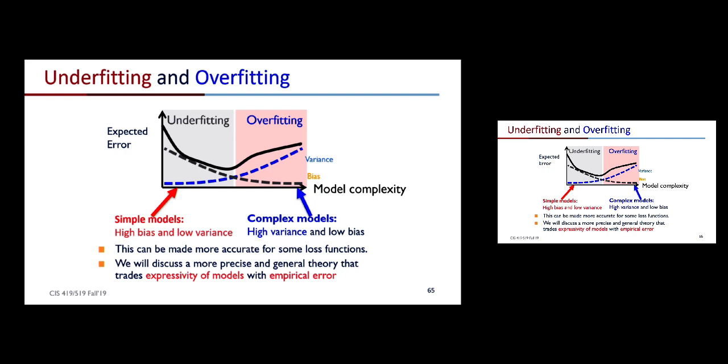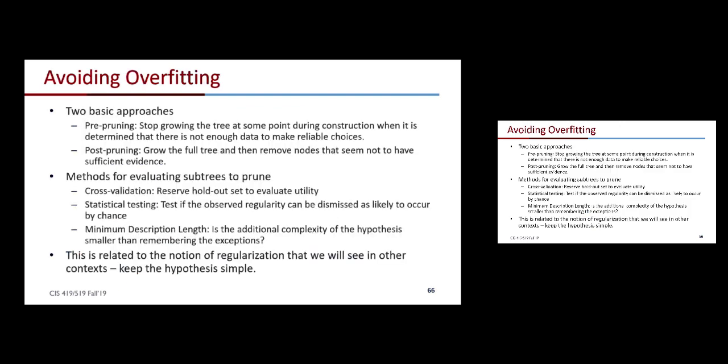I admit this is a little bit hand-wavy. It can be made more accurate for specific loss functions. Later in the semester, we're going to discuss a somewhat more precise theory that allows us to trade the expressivity of models with the empirical error. Again, we'll see that sometimes we want to give up on minimizing the empirical error because we want to guarantee better generalization. So that's a hint into the general theory.